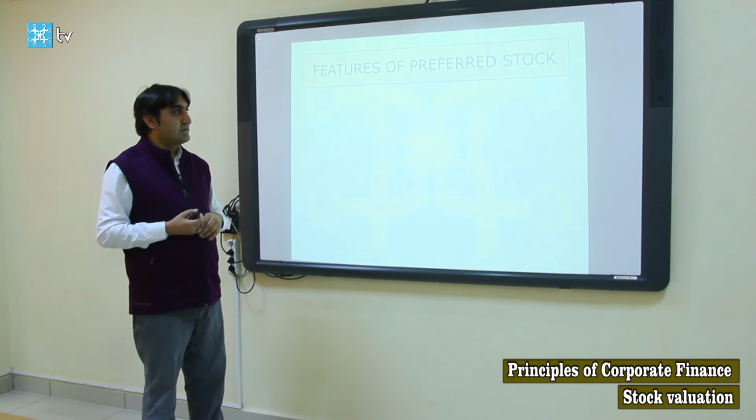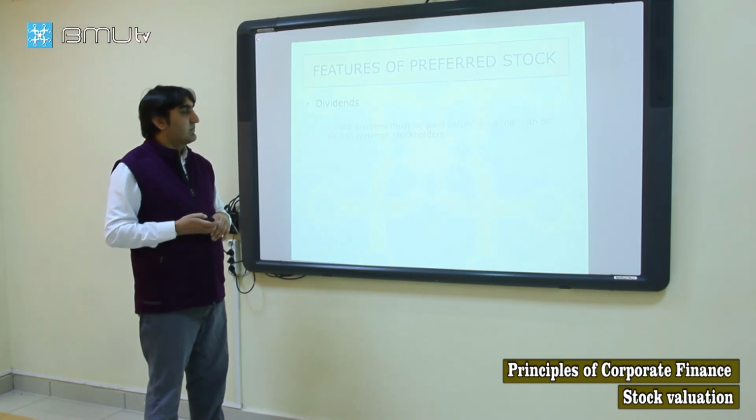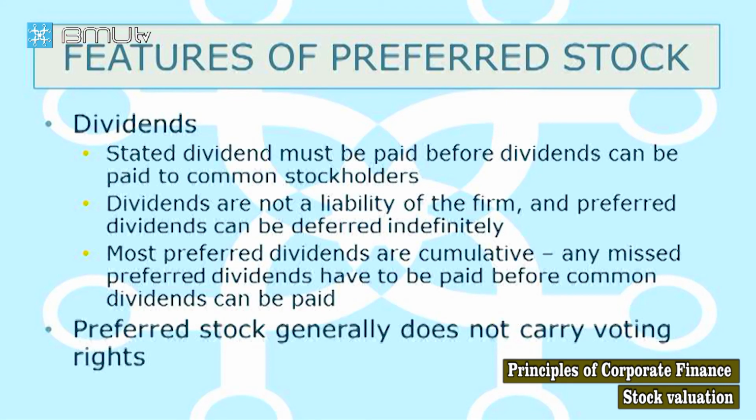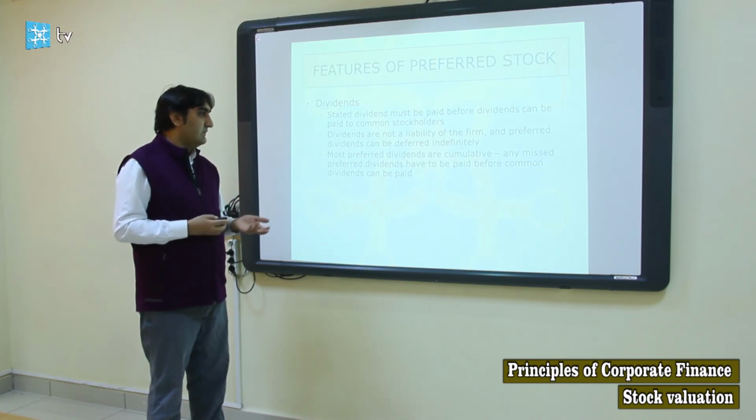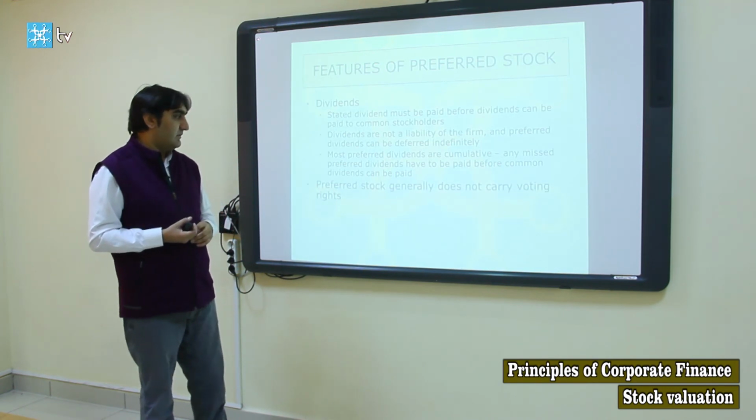And some words about preferred stocks. Preferred stocks, as I said, differ from common stocks. They have some preferences, privileges. First one is about dividends. Stated dividends must be paid before dividends can be paid to common stockholders. They have some priority in dividends over common stockholders. Dividends are not a liability of the firm, and the preferred dividends can be deferred indefinitely. So due to the situation of the company, dividends can be deferred, or dividends can be paid at later times. Most preferred dividends are cumulative. Any missed preferred dividends have to be paid before common dividends can be paid.